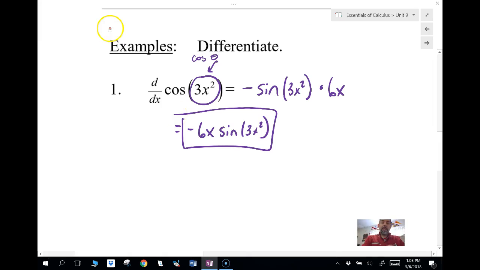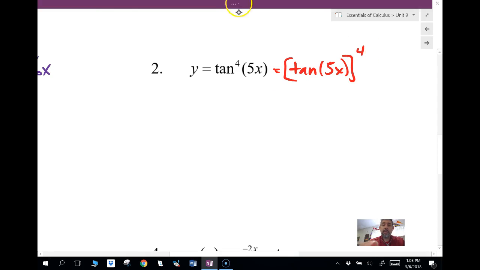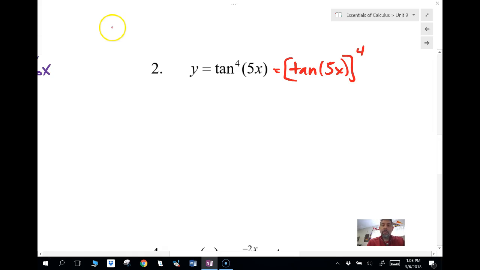All right, let's take a look at another one. Number 2. y equals tangent to the fourth of 5x. So what we're going to do for this one is rewrite this guy a little bit here. Tangent 5x, and I'm going to raise that to the fourth power. That's really what it looks like. Okay? All right, so the derivative, y prime, is going to be 4.